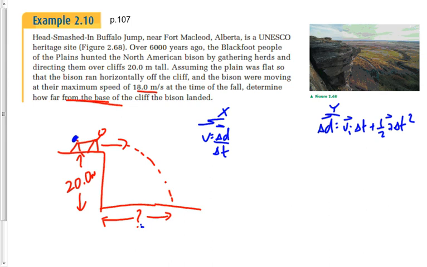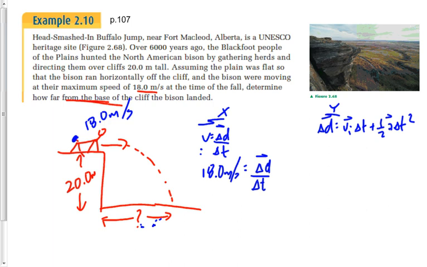Do we know what this is? 18 meters per second. Do we know what V is for the X component? Who can tell me? I'll give you a hint, it's easy. No, V is not 9.81. How fast are these bison running horizontally when they leave this cliff? 18 meters per second, right? We don't know what D is, that's how far they end up going. And we also don't know what T is, how long they're in the air for. So that doesn't seem all that helpful. One equation, two unknowns.